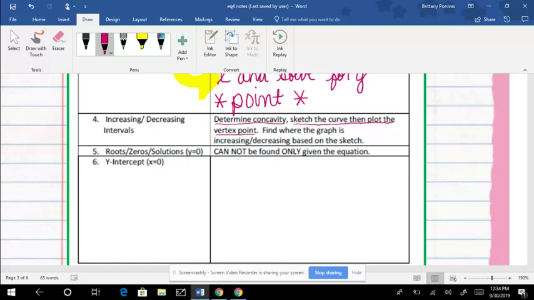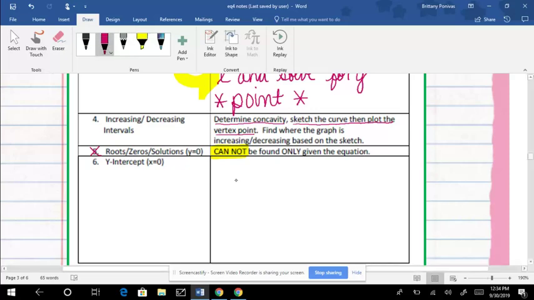Roots and zeros. You can kind of cross off number 5 here. In standard form, you cannot find the roots or zeros if you are only given the equation. So one more time, roots, zeros, solutions, you cannot find them if you are only given your standard form equation.